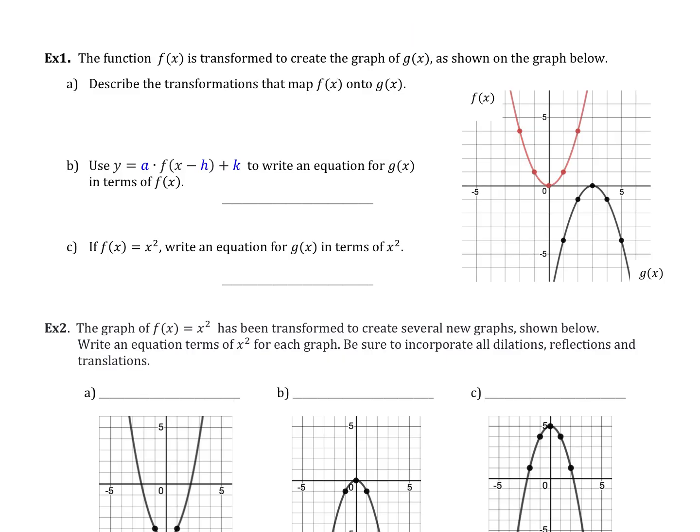All right. So the function f of x is transformed to create the graph of g of x, as shown in the graph. Describe the transformations that map f of x to g of x. Okay, so f of x is just x squared. What happened to make it go down here is the big question.